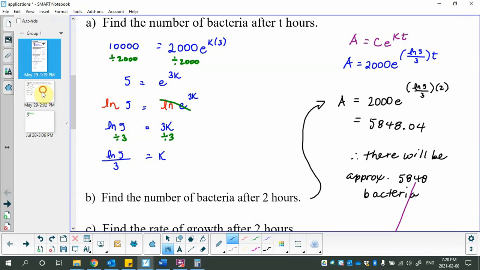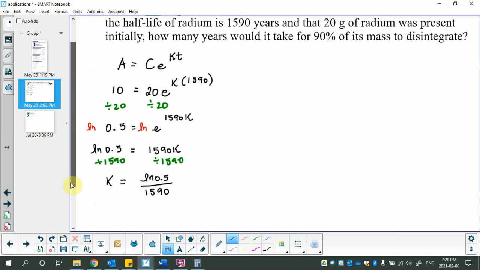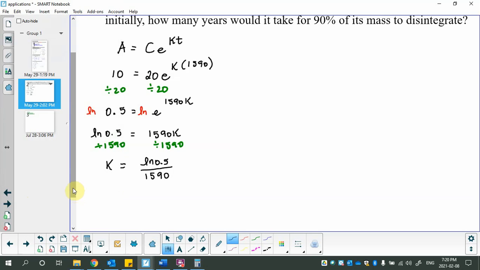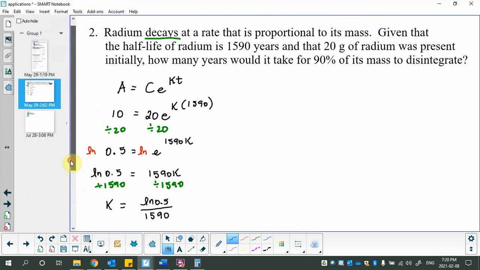If I go to the second question, and I do the exact same thing with my k value, 0.5, hit the ln button, divided by 1590. It's decay because it's negative. It doesn't matter that it's a super little negative number. It matters that it's negative. Negative means decay. So you know you're on the right track if your k value is negative and it's a decay question.